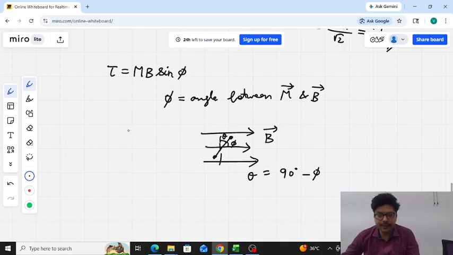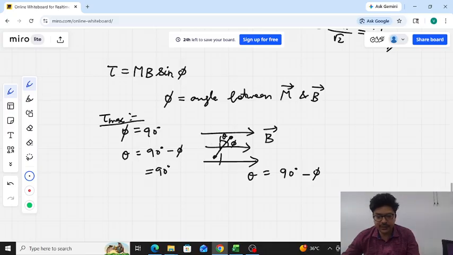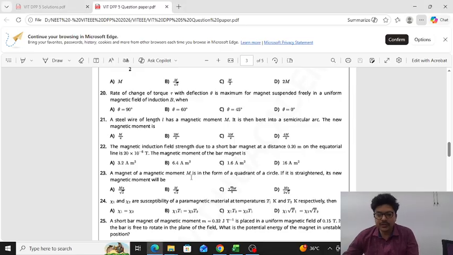Torque will be maximum when phi is equal to 90 degrees. That means theta is equal to 90 minus phi, which is equal to 90 minus 90 is equal to 0. So the answer for this question is 0. Theta equal to 0, option D. Okay, next one.